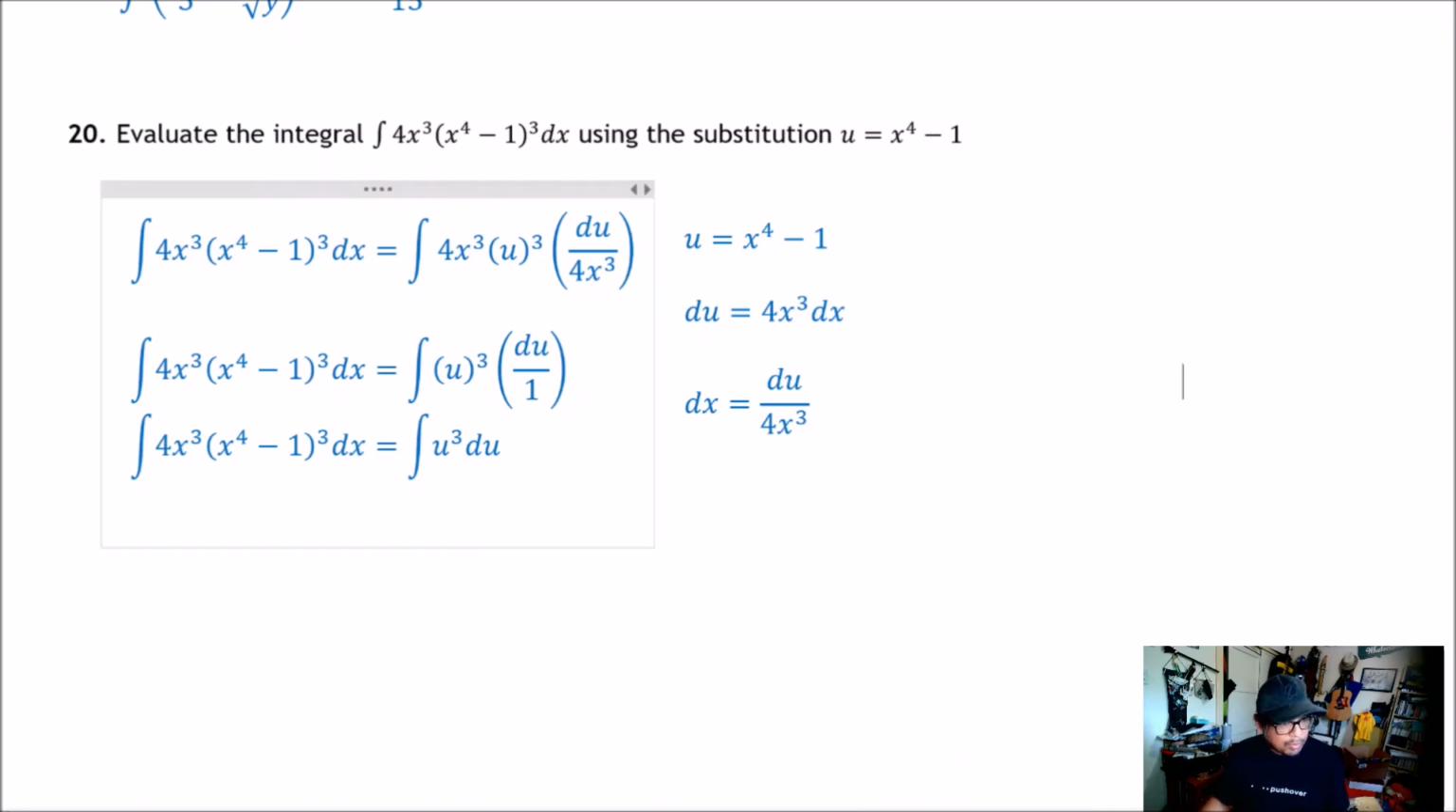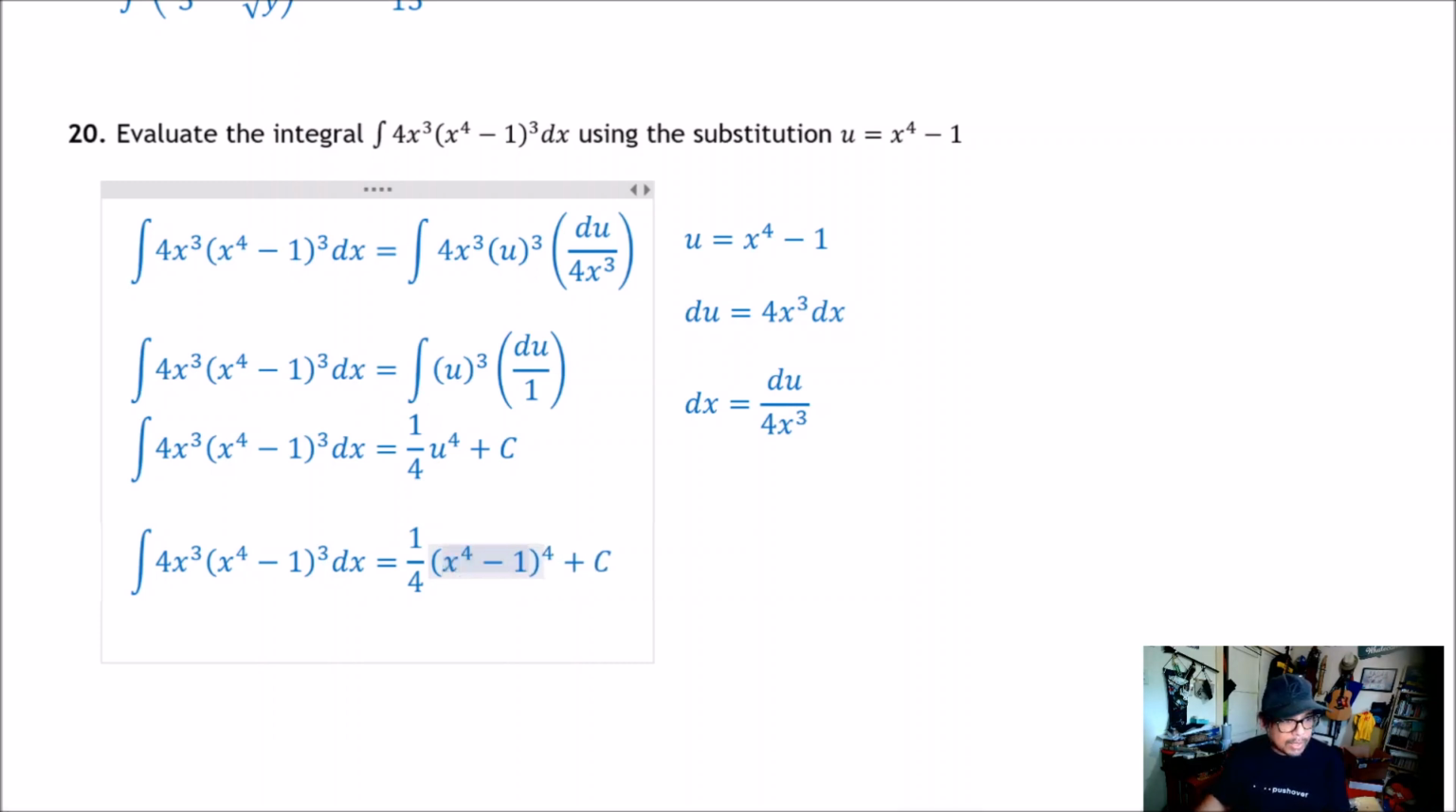We know what that antiderivative is. That's 1/4 u to the 4th power plus a constant. And then as a last step, we're going to substitute x back in for our u. So this u here is going to be replaced with x to the 4th power minus 1. And I think that's what we have on our answer key. So we are good to go on this one. Let's take a look at 21.